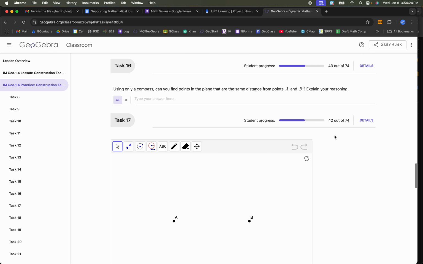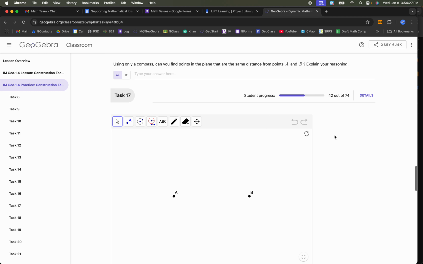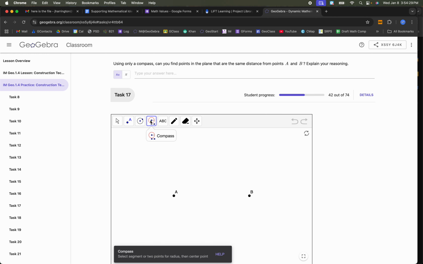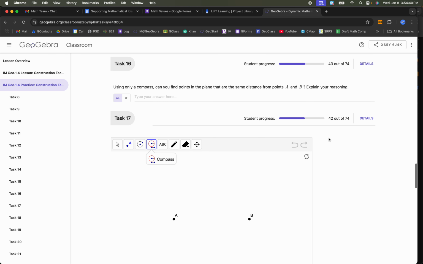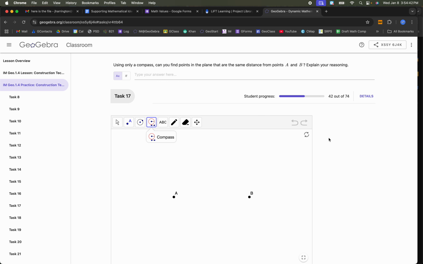All right, down here for 16 and 17, it says using only a compass. That's this tool right here, right? Can you find points in the plane that are the same distance from points A and B? Now, this is the workspace for this, you know. Can you do this using only a compass? Explain your reasoning. If you can, explain why it works. And maybe just like show how you would do it, right? And if you can't, then explain why it won't work.